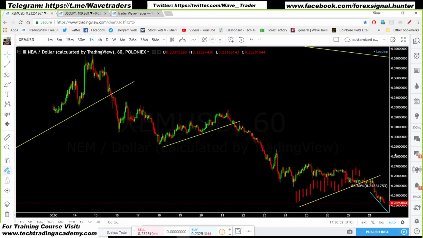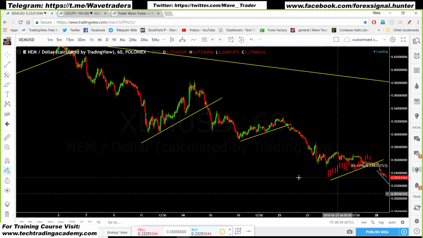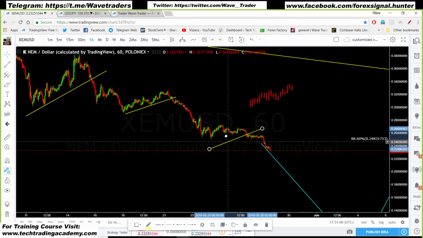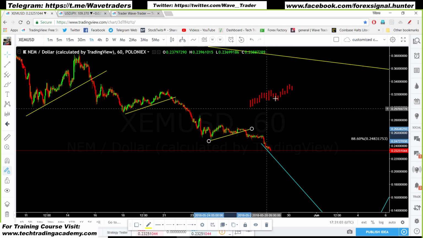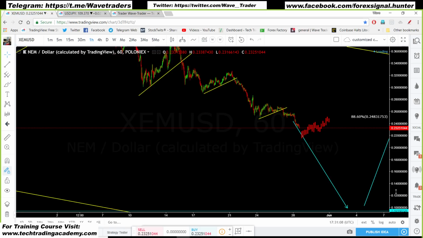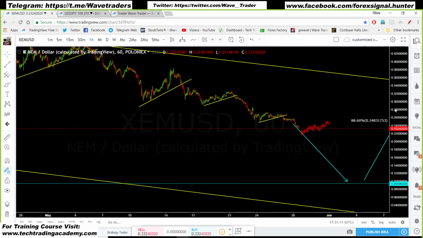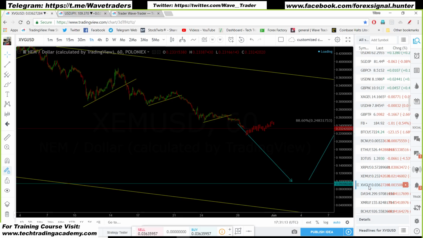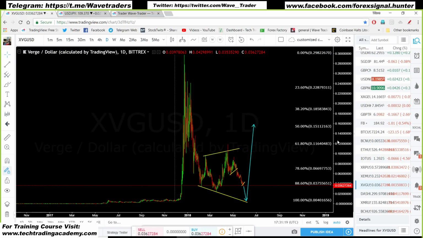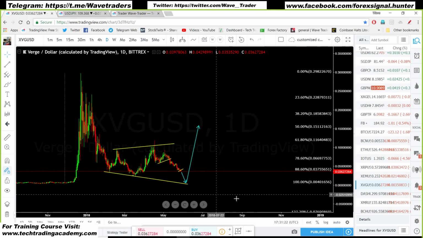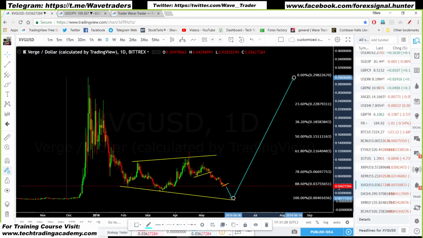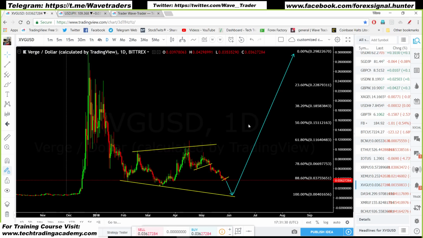Watch for another correction and go down. We are looking for another correction, this correction. Price just formed that correction and is just breaking down. So another correction and go down. Watch the previous bottom and start to build your positions. Same on this chart as well, on Vergecoin. Previous bottom, look for buy.